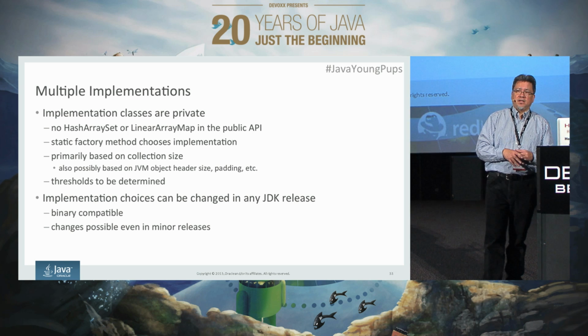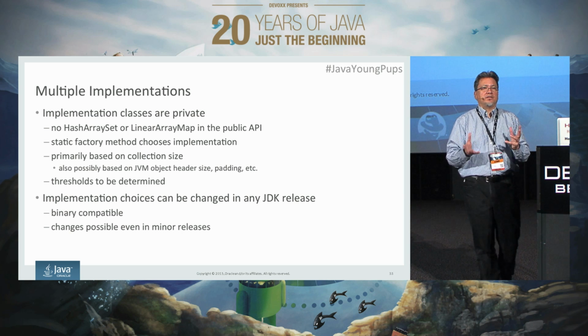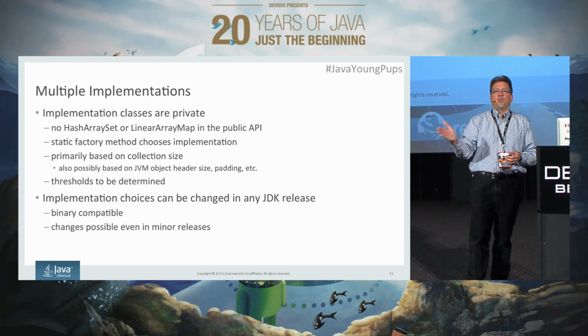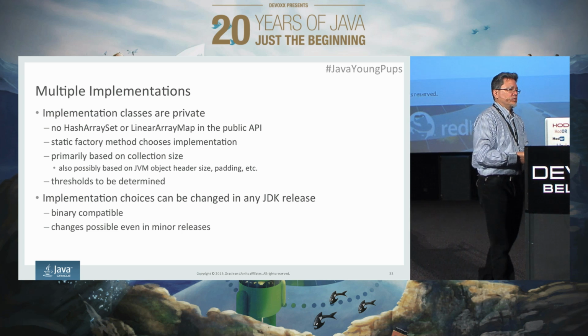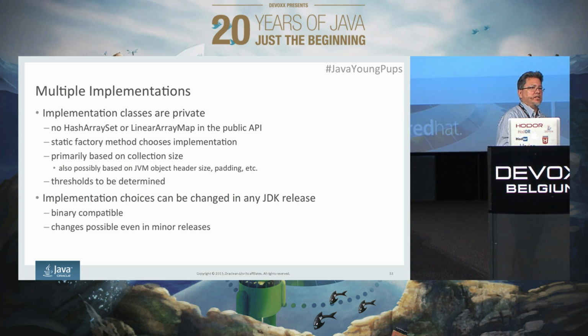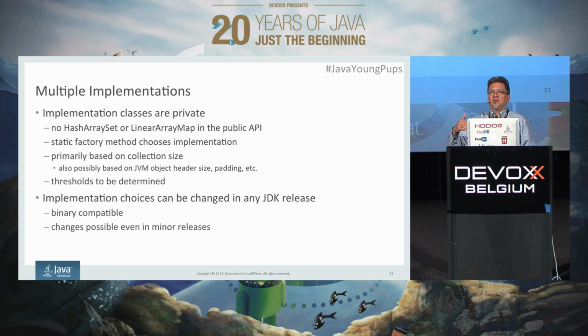account. For instance, a 32-bit JVM versus a 64-bit JVM might have different size characteristics and might change the trade-off point between a field-based implementation and an array-based implementation. So we need to do some more investigation there, and we also need to do some more research about what thresholds at which we'll switch from one implementation to the next.